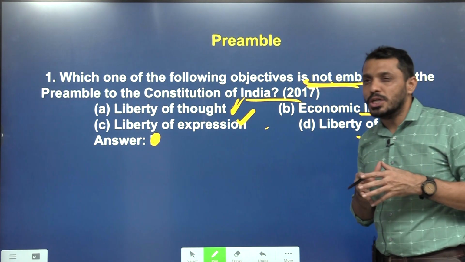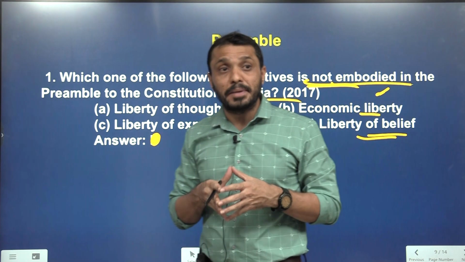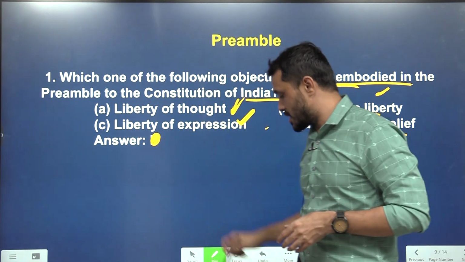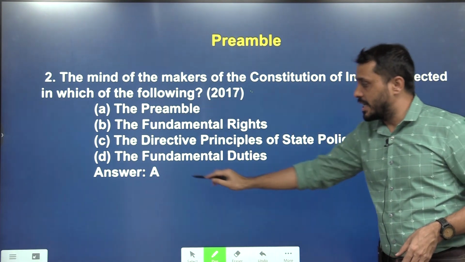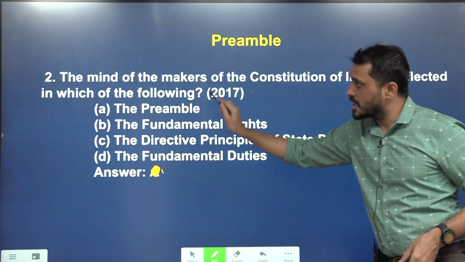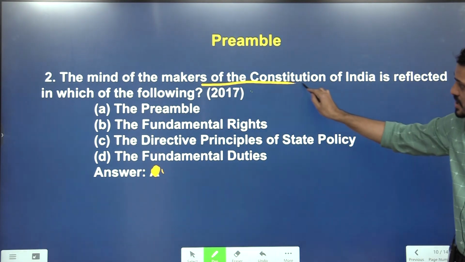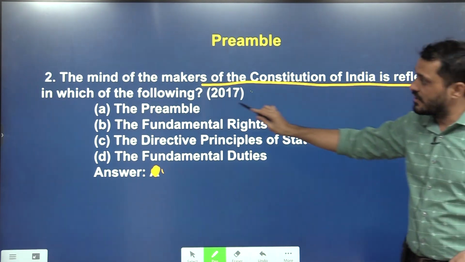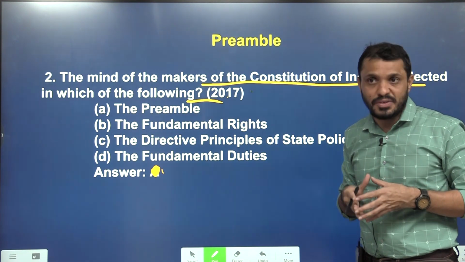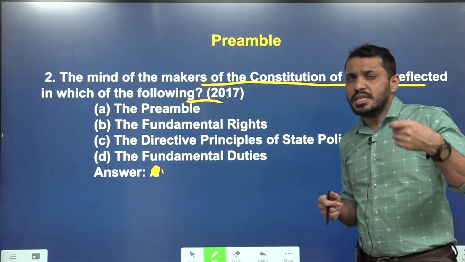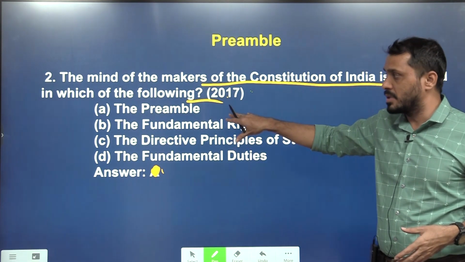So this is a sample question, how they'll test your knowledge from the preamble. Of course, we will see a few more questions. Again, 2017: the minds of the makers of the Constitution of India is reflected in which of the following? Minds of the Constitution, that means the philosophy of the Constitution. As we are discussing the preamble topic, we will say simply preamble.